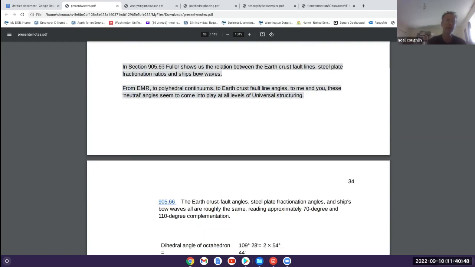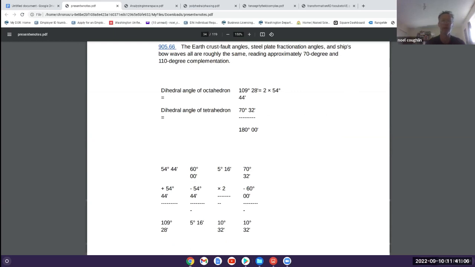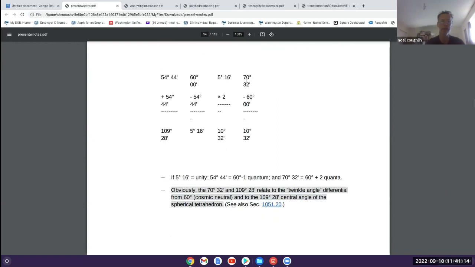In 905.66, Fuller shows us the relation between the Earth crust fault lines, steel plate fractionation ratios, and ship bow waves, from EMR to polyhedral continuums to Earth crust fault line angles, to me and you. These neutral angles seem to come into play at all levels of universal structuring. Earth crust fault lines, steel plate fractionation angles, and ship's bow waves are all roughly the same: the 109, which is 2 times the 54, and the 70°32', which is 2 times the 35.